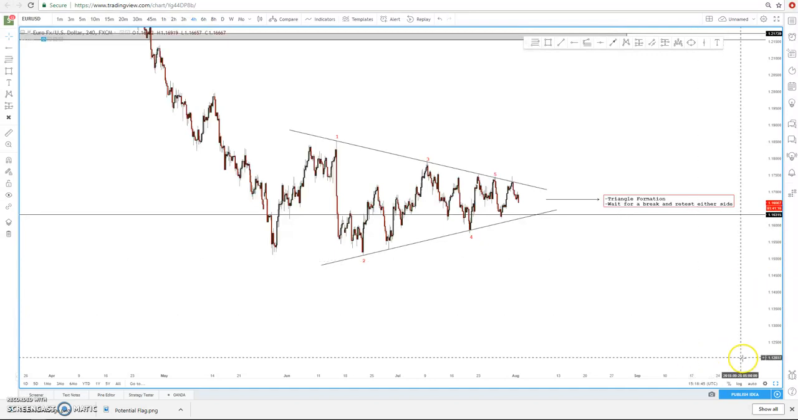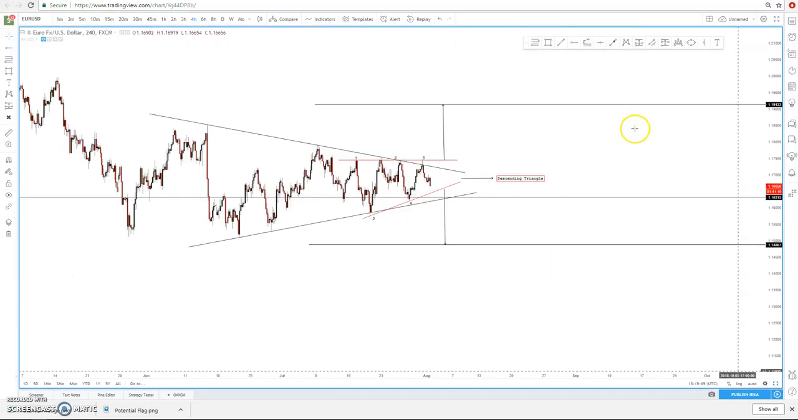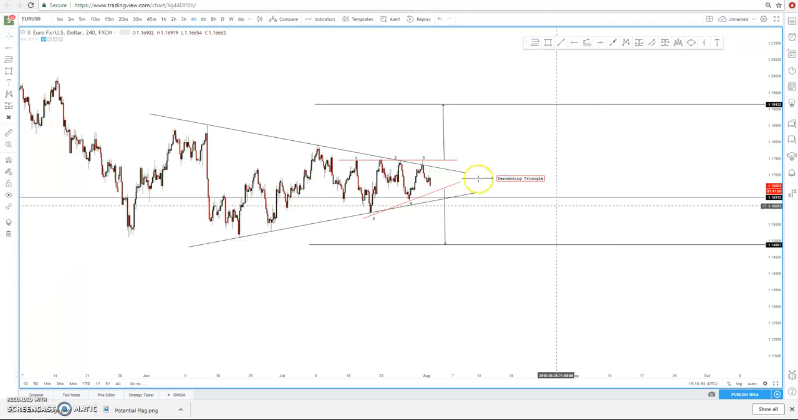Also, there's another pattern on this one I want to show you guys. It's more for the traders. There's a descending triangle here as well. Yeah, we've got 5 touches. We've got 1, 2, 3, 4, 5.